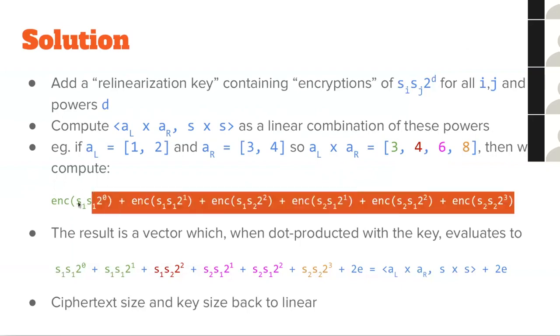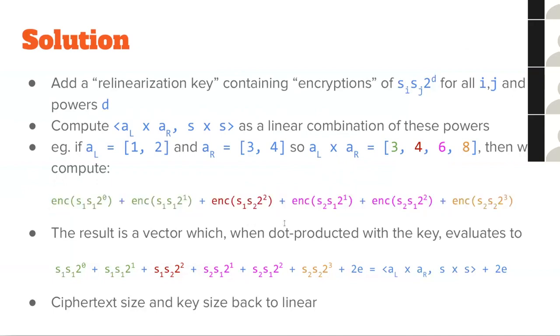And so if you add all these encryptions, then you have a vector which, if you were to dot product it with your key, would give you S1, S1 times 2 to the 0, plus S1, S1 times 2 to the 1, and so on, plus some error, because each of these terms is going to have some error added to them. And so you're going to just add all of this error. And this is going to give you 3 times S1, S1, 4 times S1, S2, 6 times S2, S1, 8 times S2, S2, which is the same thing as this term here, right?